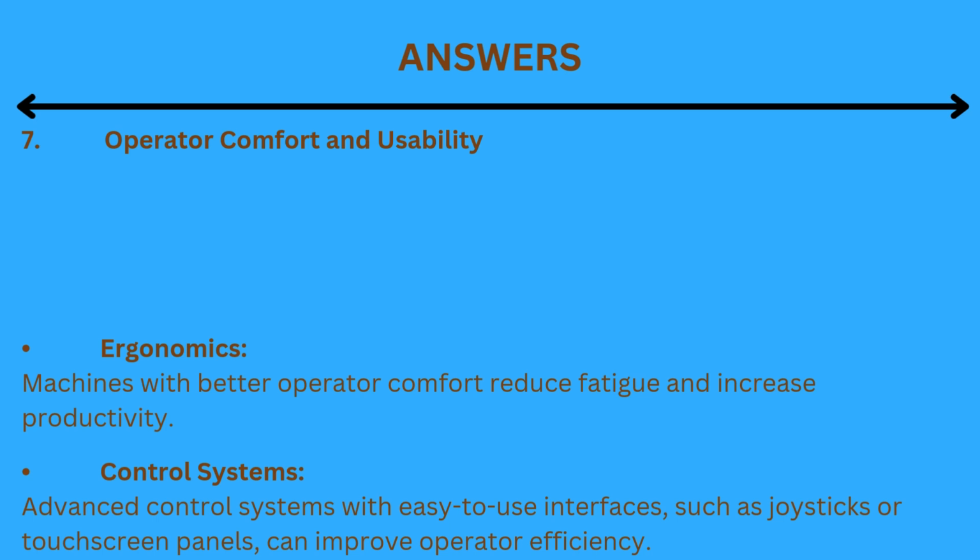7. Operator comfort and usability. A. Ergonomics. Machines with better operator comfort reduce fatigue and increase productivity. B. Control systems. Advanced control systems with easy-to-use interfaces, such as joysticks or touchscreen panels, can improve operator efficiency.